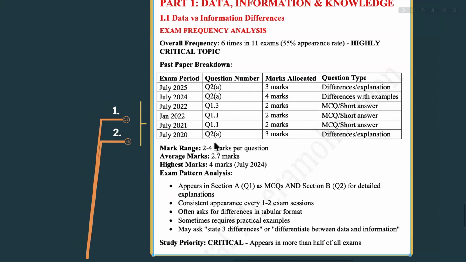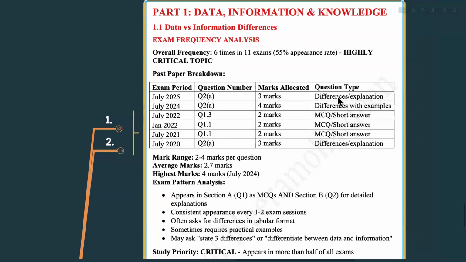I have mentioned the actual question numbers also and the marks allocated. You can see 3 marks from question 2, 4 marks from question 2A, another question 1.3, 2 marks, AOTQ questions, right? So for the question type, they will ask the differences between data and information, or sometimes they will ask what the meaning of data is, or an explanation, right? What's the meaning of data and information and knowledge, right? As well as in July 2024, you can see a 4 marks question for differences with examples.